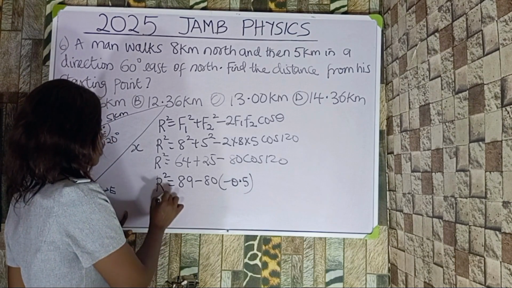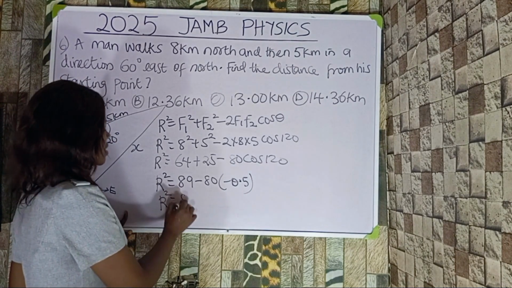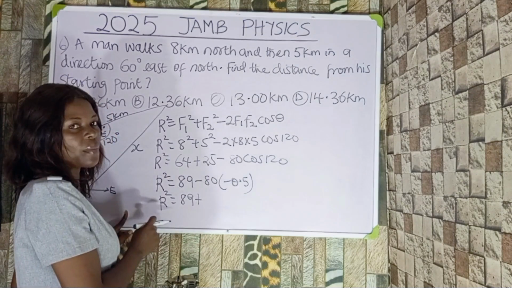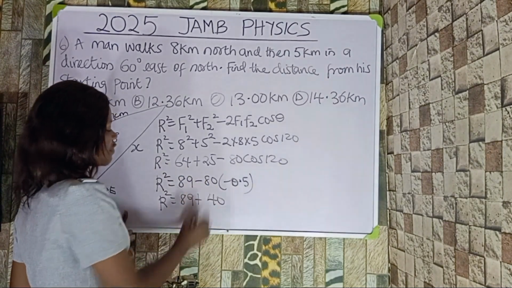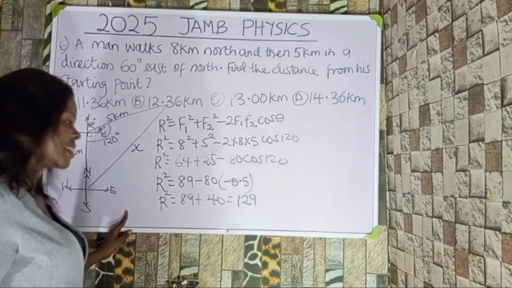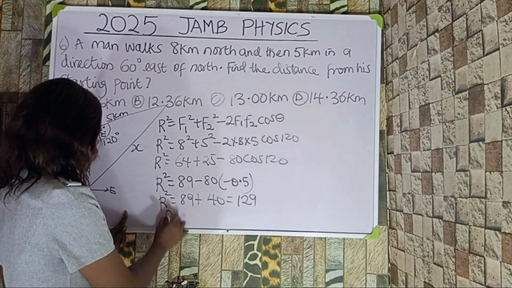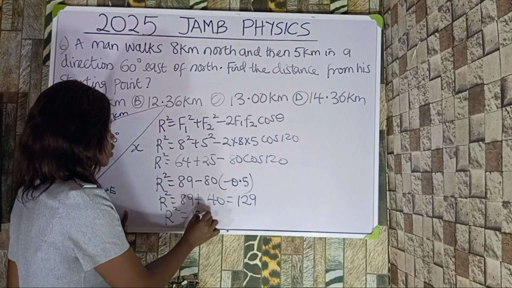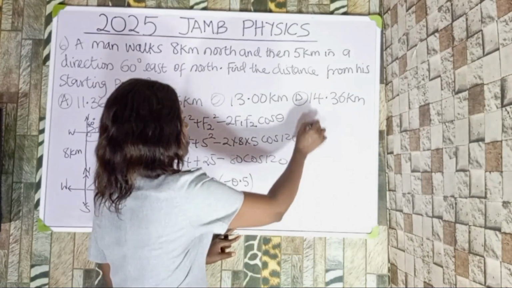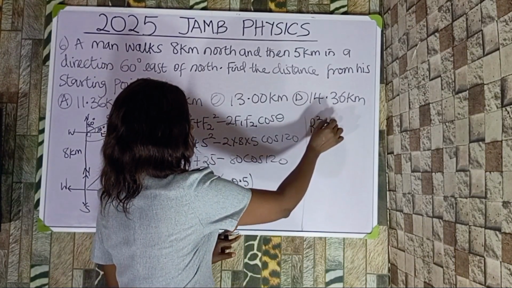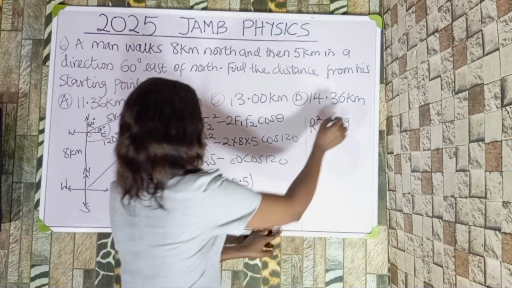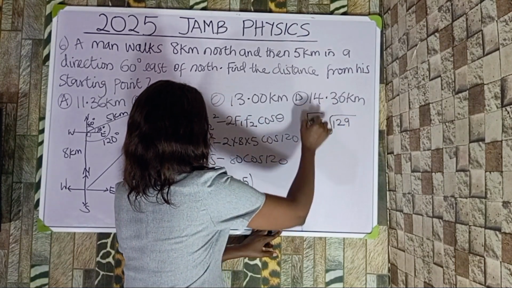All right, so R square is equal to, now this is 89 minus times minus, that is plus. We have 80 multiplied by 0.5, that is what? That is 40. By the time we add, you have 129. Is that clear? Now we say R square is equal to 129. By the time you take the root of both sides, I'll say R is equal to root of 129, right? So we take the root of both sides.